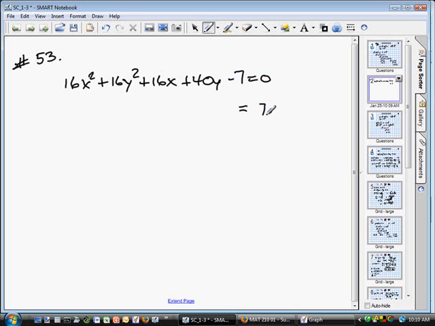By the way, do you see how dividing by 16, while it would solve 3/16s, would create some kind of ugly creatures? So I don't know if it's the best or not, so I'm not going to do that this time. Anyway, I'll get 7 on the other side. Let's put the x guys together, and I'll put the y guys together.